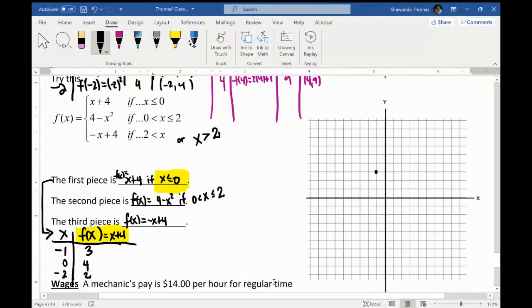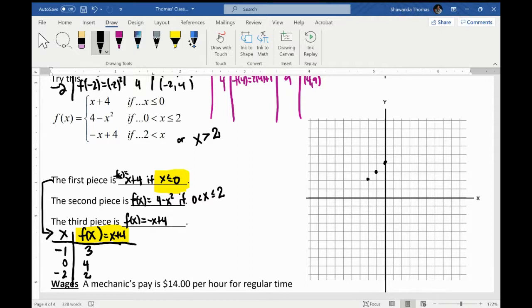All right. 0, 4. Go up 4. 1, 2, 3, 4. All right. What about -2, 2? Go to the left 2 and up 2. Okay.